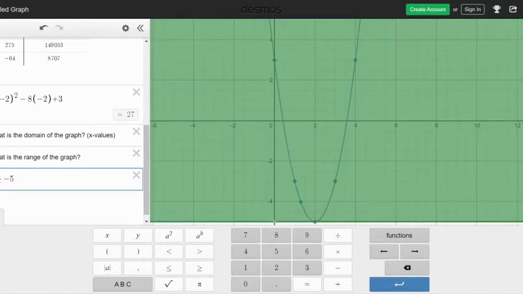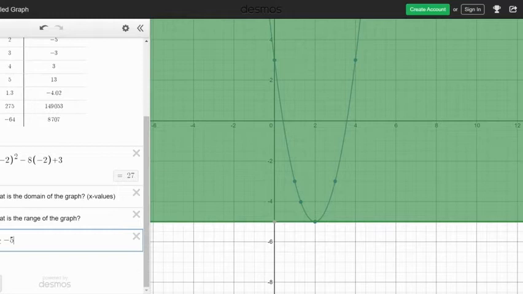Notice that the green shaded part covers my graph perfectly. All right, and notice that it starts right at this vertex, at this point on the U, where it turns directions, and I can see that this number is the smallest y value.